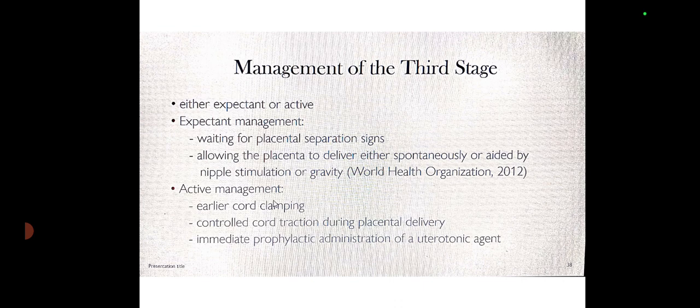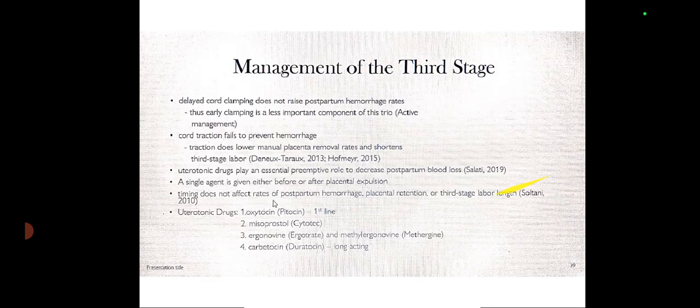Management of the third stage is either expectant or active. Expectant management means waiting for placental separation signs, allowing the placenta to deliver either spontaneously or aided by nipple stimulation or gravity. Active management includes earlier cord clamping, controlled cord traction during placenta delivery, and immediate prophylactic administration of a uterotonic agent.